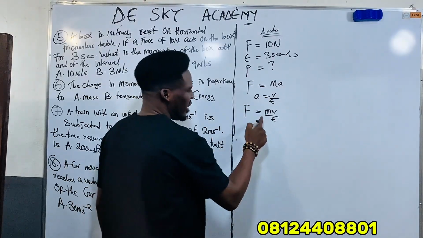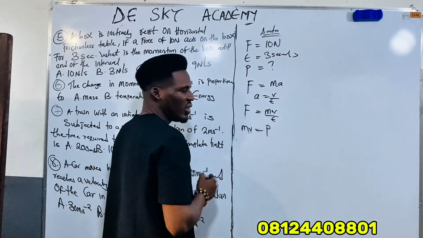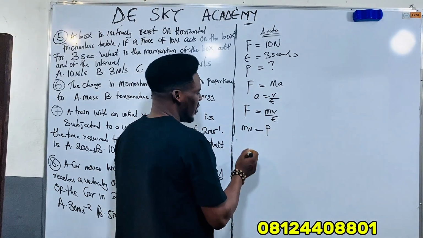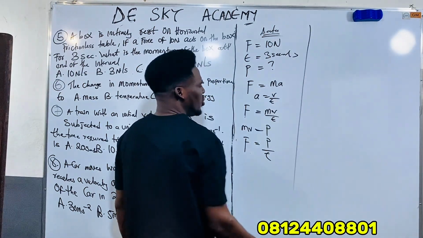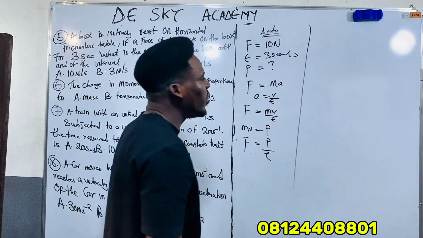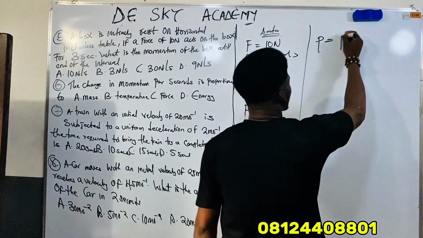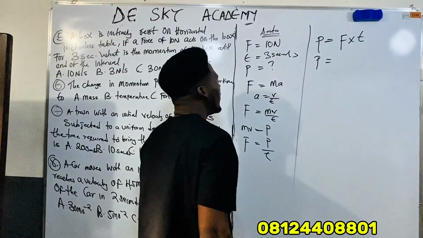So F is m times velocity over time. They gave us force, they gave us time. And recall that mass times velocity, what is mass times velocity? Momentum. So any place I see mass times velocity, what am I going to put? Momentum. I will now have that F is equal to momentum over t. When you make momentum the subject of the formula, you have that momentum will now be equal to force times time.